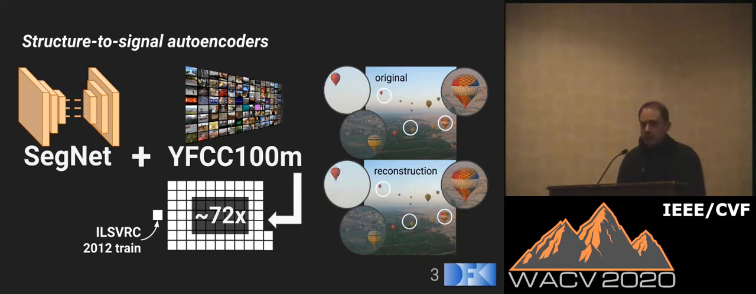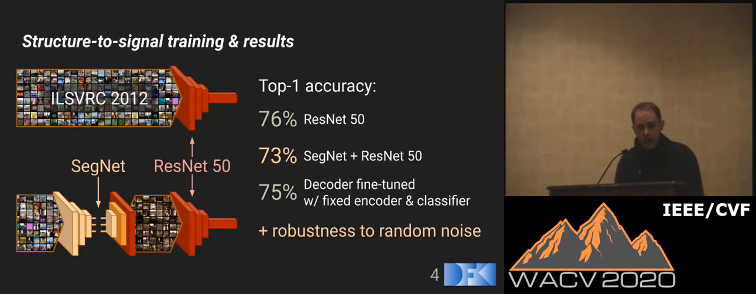We start by training a large autoencoder on 92 million images from the YFCC100M dataset, and the reconstructions we get are quite good. In fact, they're so good that if we put our autoencoder in front of, for example, a ResNet 50 trained on ImageNet, we barely lose any accuracy at all. What we then do is fix the encoder and the classifier in place and only fine-tune the decoder. That specializes the reconstruction to the specific classifier, and we observe an improvement in robustness to random noise that way.